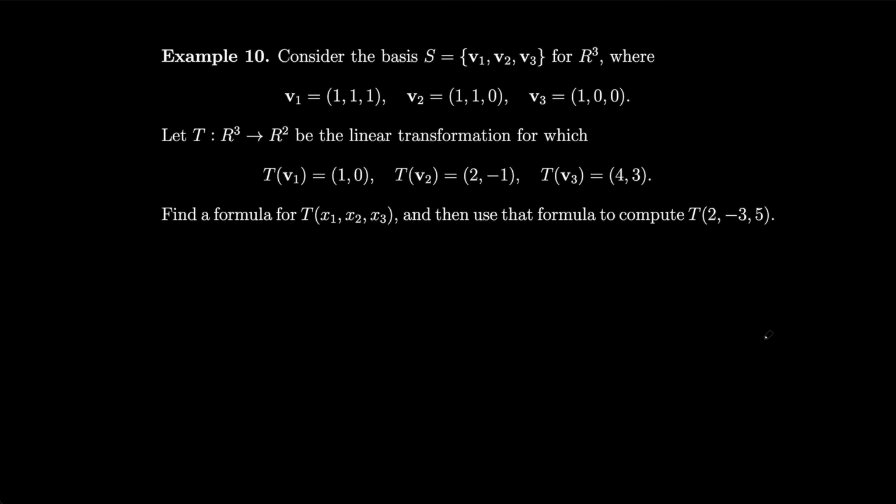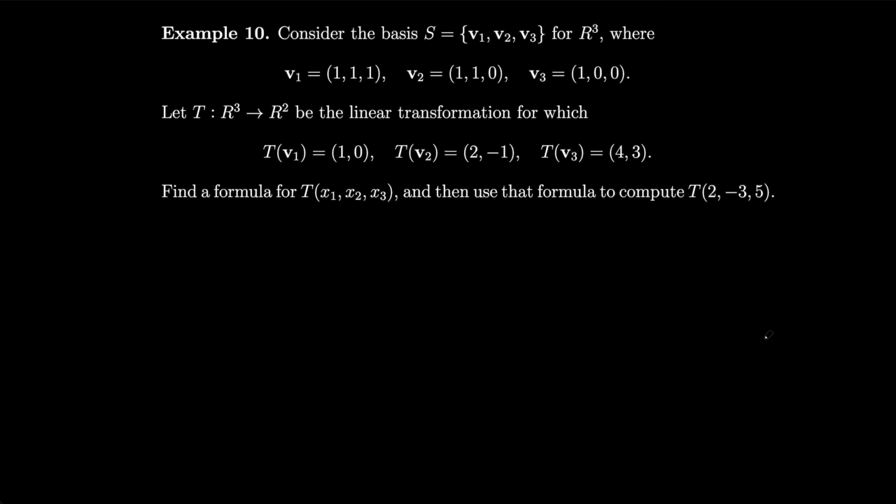How about we consider the basis S for R3, where V1, V2, and V3 are given right over here, and let T from R3 to R2 be the linear transformation for which T of V1, so it takes a three-dimensional vector and gives you a two-dimensional vector, T of V1 is 1, 0, T of V2 is 2, minus 1, T of V3 is 4, 3. Let's find a formula for T of x1, x2, x3, and then use that formula to compute T of 2, minus 3, 5. Okay, let's see.